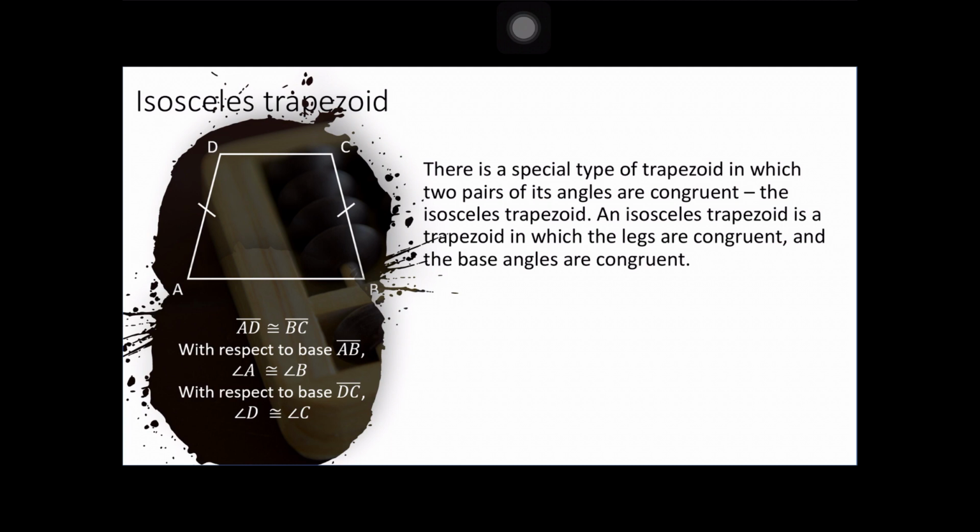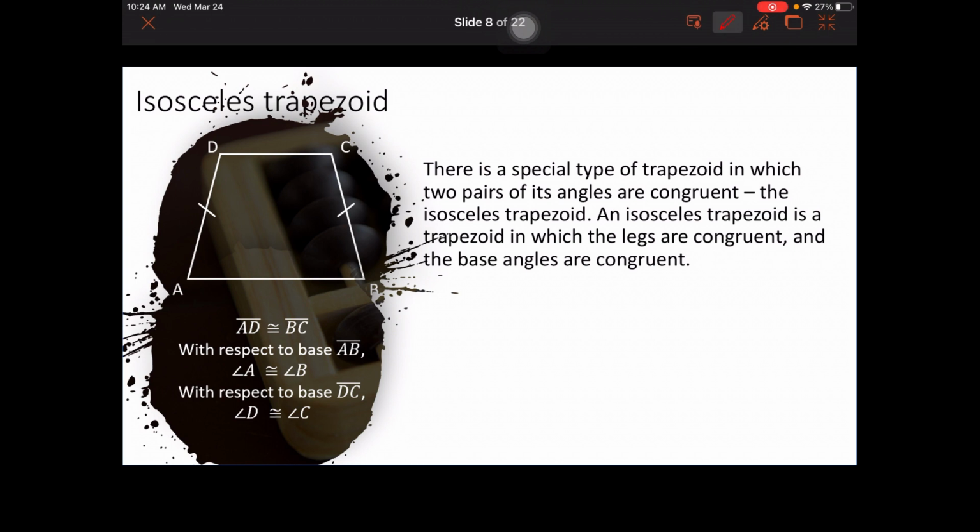Tapos yung base angle po niya, itong lagyan po natin ng tanda. With respect to the base AB, ito po nasa baba, angle A is congruent to angle B. With respect to the base DC, angle D is congruent to angle C. Ganyan po.